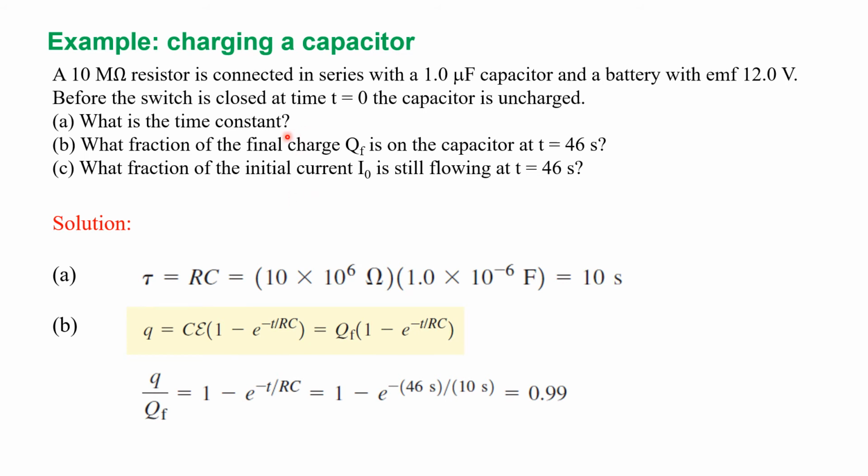Next, what fraction of the final charge Q is on the capacitor at time equals 46 seconds? So we are asked the fraction Q over QF. Again, you're asked for the fraction of the final charge. So that means you have your Q over QF. This is just your formula here: 1 minus e to the negative t over RC. So you have 1 minus e to the negative 46 seconds divided by 10 seconds. So you have 0.99. That means at 46 seconds, your capacitor is almost fully charged.